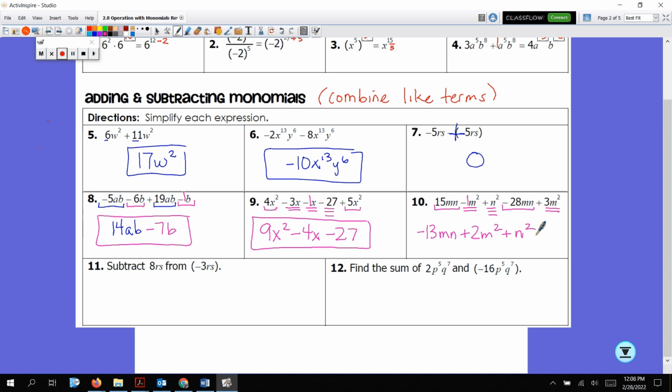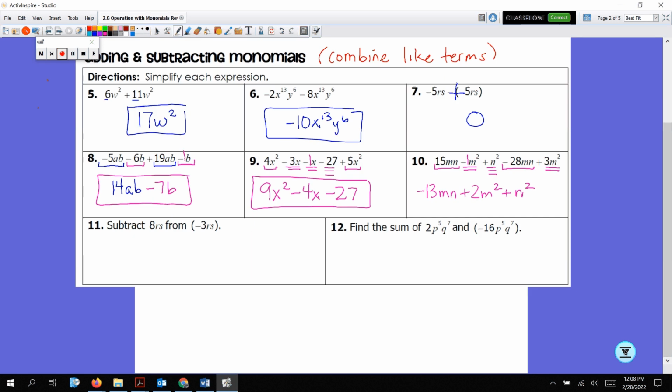If you were going to put this in standard form, you'd want to put your highest degree exponent first, but I'm not too worried about that. That's totally fine, just as long as your signs are right. All right, so now we got words. Subtract 8rs from negative 3rs. Well, if I write that down, negative 3rs minus 8rs. That is me subtracting 8rs from negative 3rs, which gives me negative 11rs.